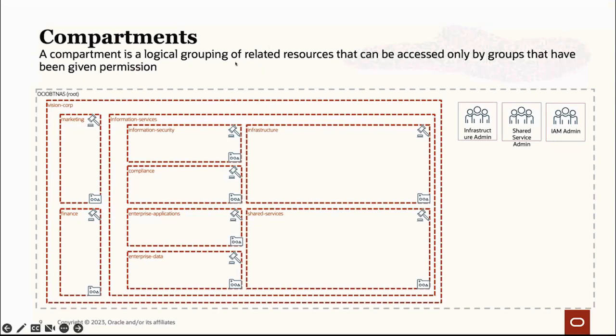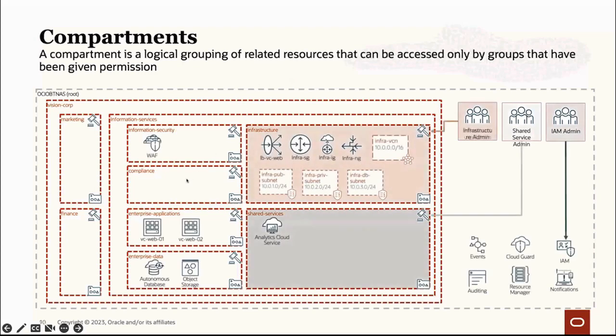On the right-hand side, you also have some user groups. We have infrastructure admin, we have shared services admin, and we also have IAM admin. And we are going to build upon this architecture diagram in the next slide. Before I talk about what we've added, I wanted to ask Lynn, one of our cloud engineers on our team, how does access to these sub or child compartments work?